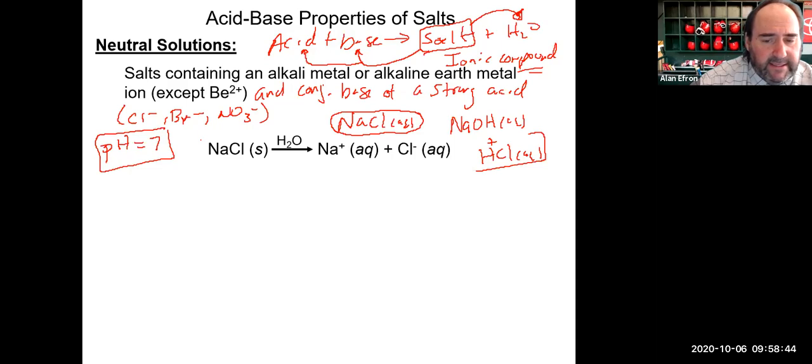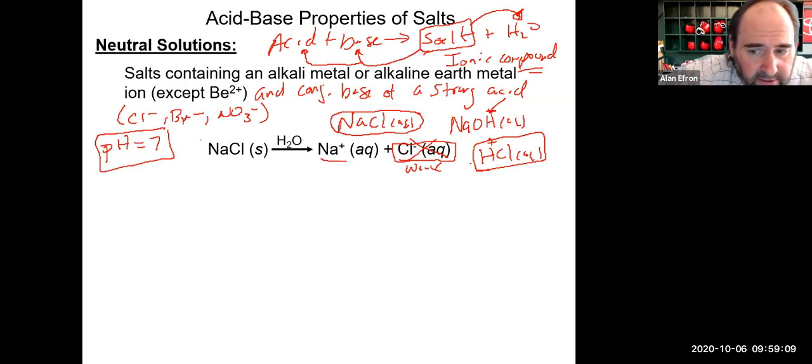Hydrochloric acid is a strong acid. The Cl minus part here would be its conjugate base, and it will be relatively weak because it came from a strong acid. So this will not do anything in terms of really working with water. The Na plus most likely came from sodium hydroxide, also a strong base, and it's also part of group 1, and it also will not go on and further react.